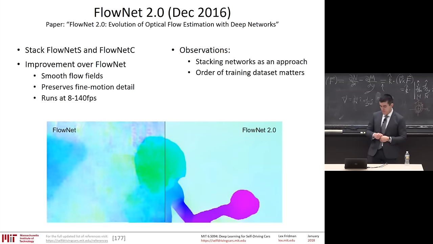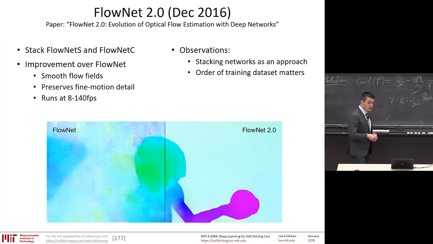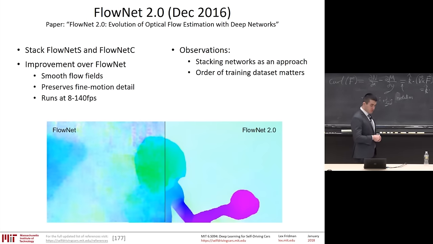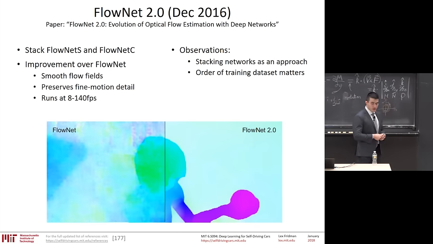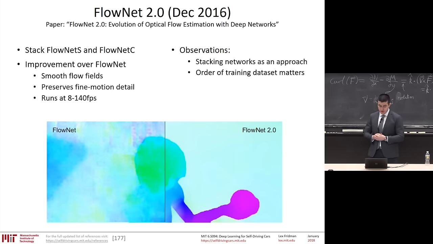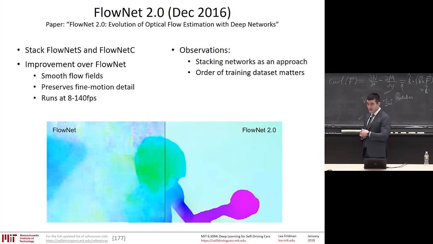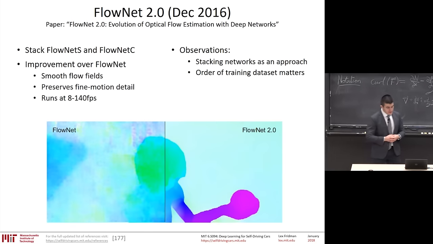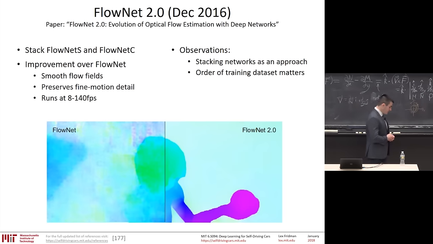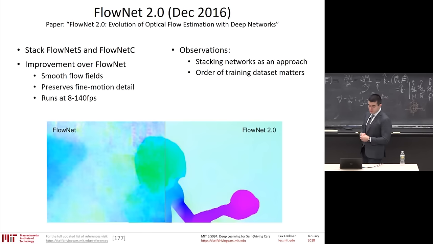Both are effective in different data sets and different applications. So FlowNet 2.0 in December 2016 is one of the state-of-the-art frameworks, code bases that we use to generate the data I'll show. It combines FlowNet S and FlowNet C and improves over the initial FlowNet, producing a smoother flow field, preserving the fine motion detail along the edges of the objects, and it runs extremely efficiently. Depending on the architecture, there's a few variants, from 8 to 140 frames a second.